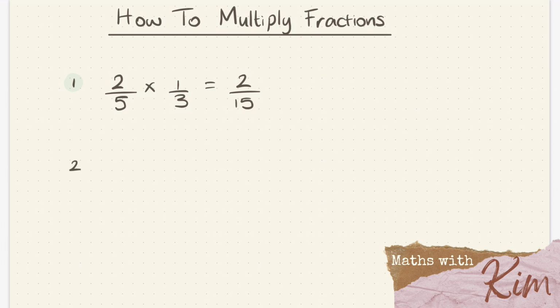Let's try another question. 1/2 multiplied by 3/5. So this is essentially saying we want half of 3/5. Multiply straight across the top, multiply straight across the bottom. So 1 times 3 is 3. 2 times 5 is 10, so our answer is 3/10.